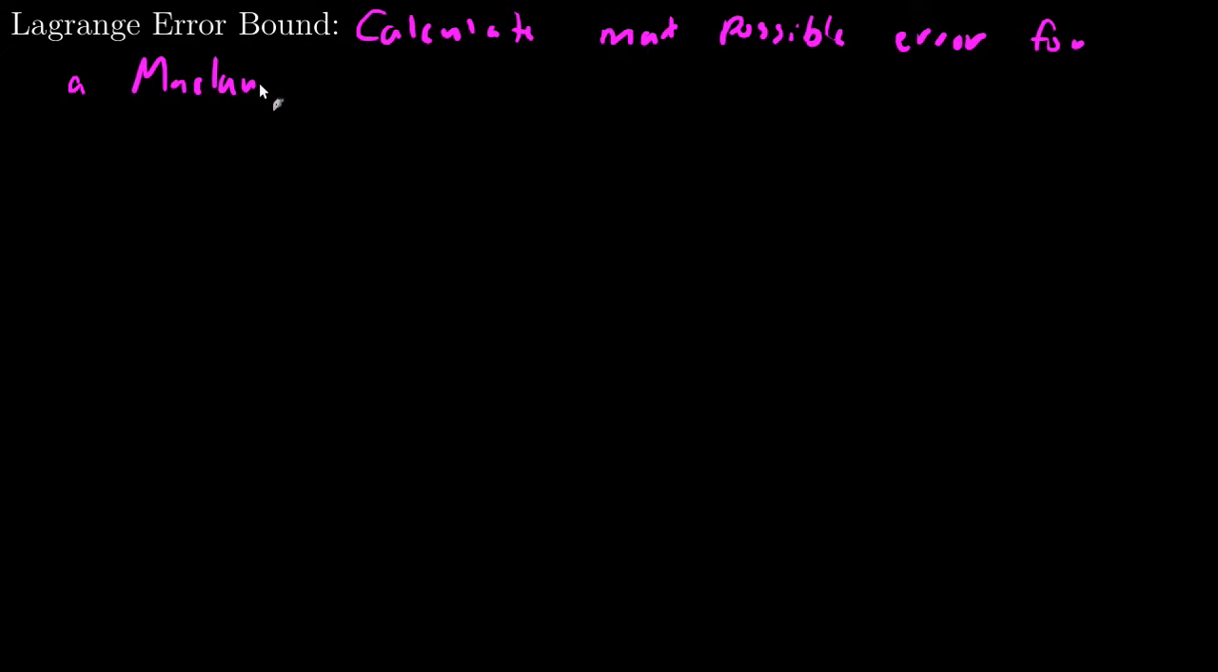So first off, Lagrange error bound. So this is some way to sort of calculate the maximum possible error for a Maclaurin or Taylor polynomial, so long as the series converges where we're looking.